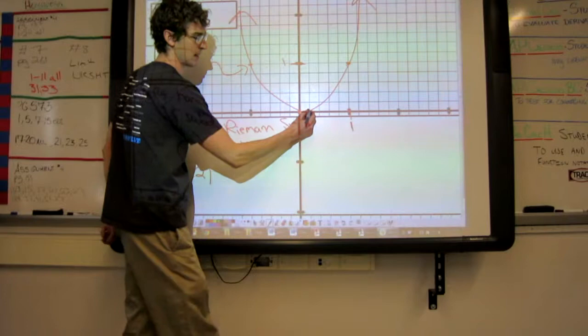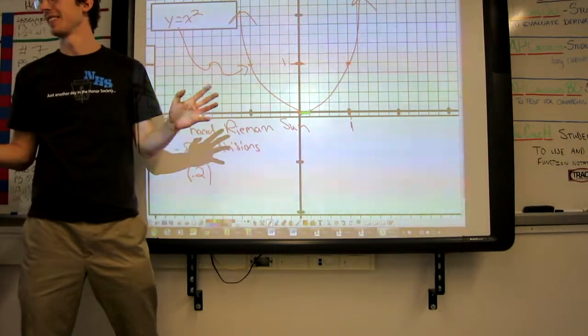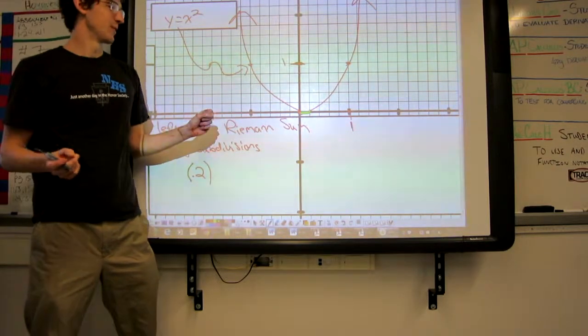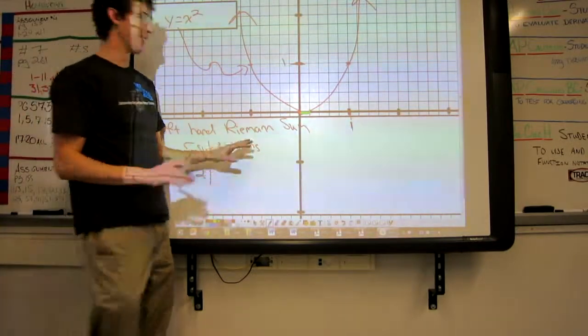Why are you drawing a rectangle with no height? Would that make it a rectangle? It's not even a rectangle. It's nothing. So why are you doing that? How is that relevant to solving the area? You guys will see in a second. Bear with me.